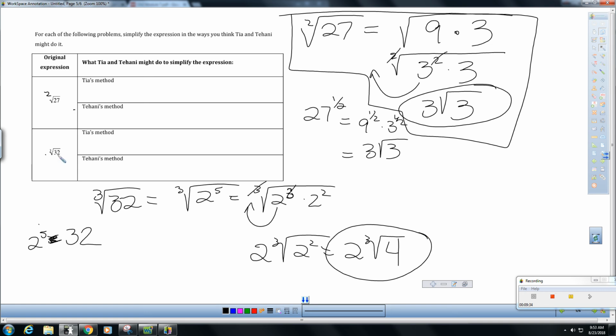Don't worry about two methods. Just be able to simplify it. Okay? You're going to need help with this. I'm here to help. Hopefully this gives you an introduction. Hope it helps. Boom!